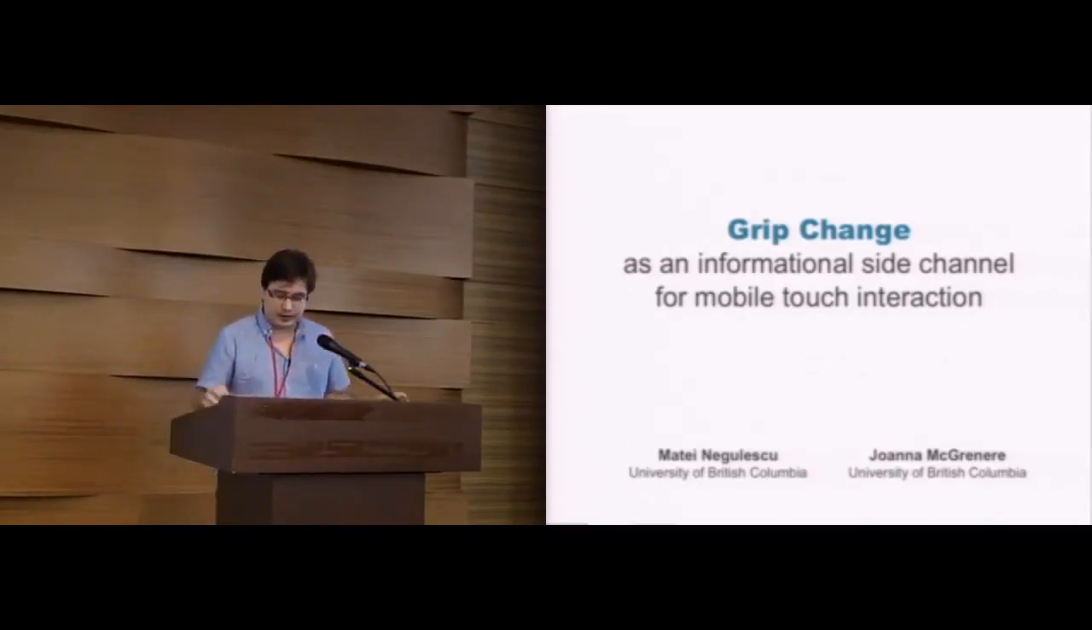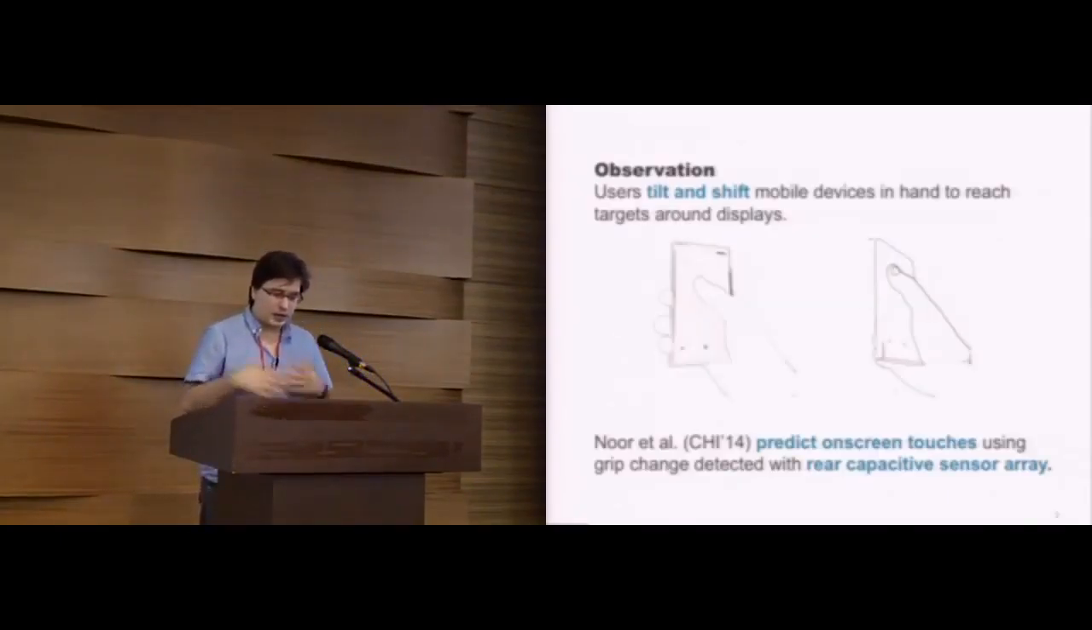Thank you. This is work I did along with my supervisor, Joanna McGrenere, at the University of British Columbia. This work came from an observation that users tilt and shift the mobile device in their hand to reach targets around the display, using the one-handed posture. In fact, at CHI, Noor et al. were able to predict these on-screen touches using grip change detected with a rear capacitive sensor array.